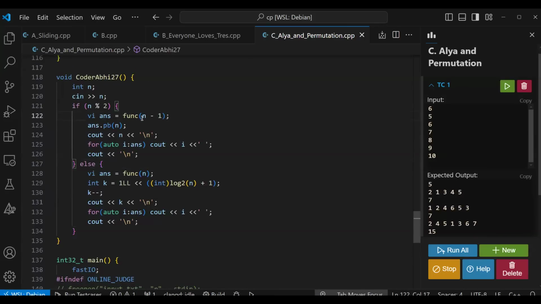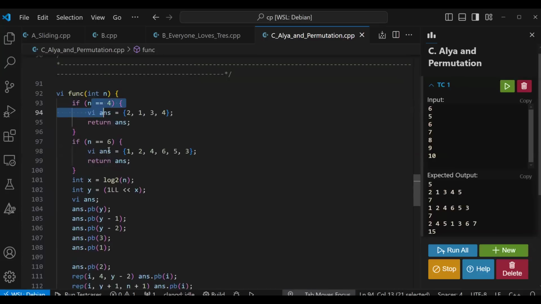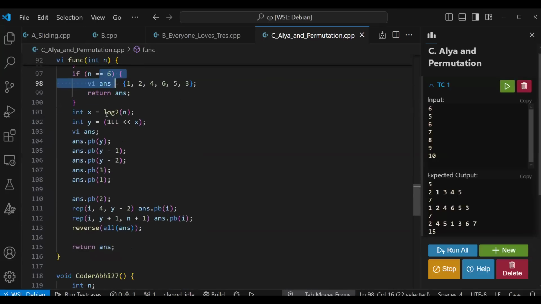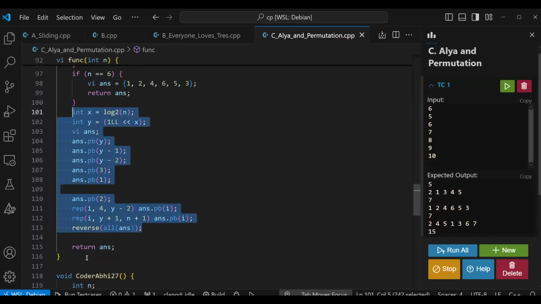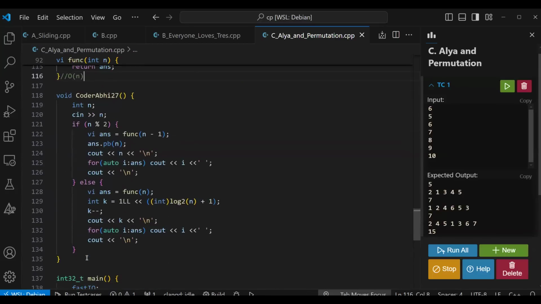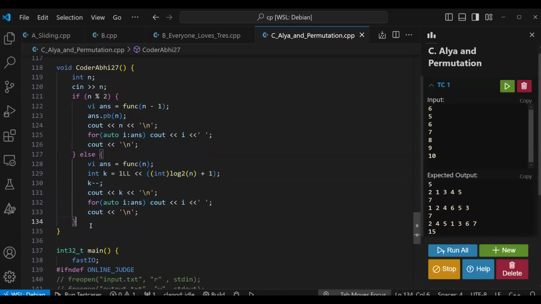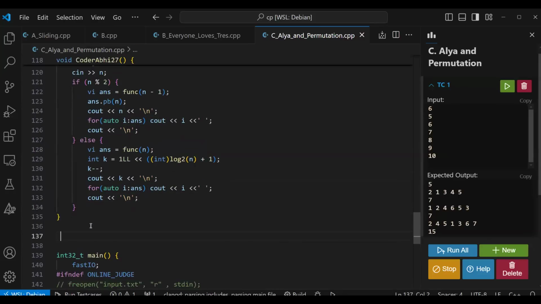So the time complexity would be for the function I'm calling for n. These are direct returns. After that, whatever this x is, I am pushing back at max n times. I'm pushing n values to my answer array. So this function is overall order of n. Only this order of n function is called, with order of one operations around it. The printing is order of n. So overall it is order of n only.